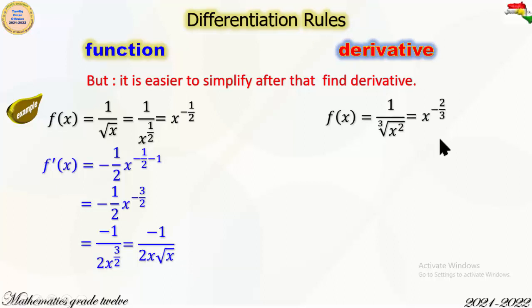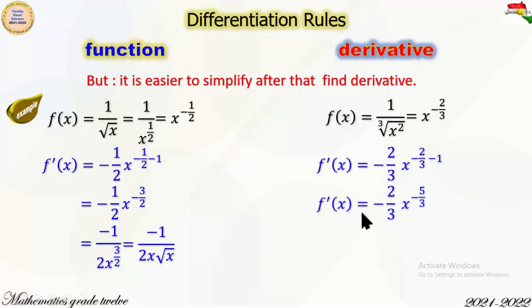And this one, you can write it as x to the power minus 2 over 3, and f prime of x is minus 2 over 3 times x to the power minus 2 over 3 minus 1. Then it equals minus 2 over 3 x to the power minus 5 over 3. Because you have a negative power, take it to the denominator and change it to the root. It becomes minus 2 over 3, the cube root of x square.